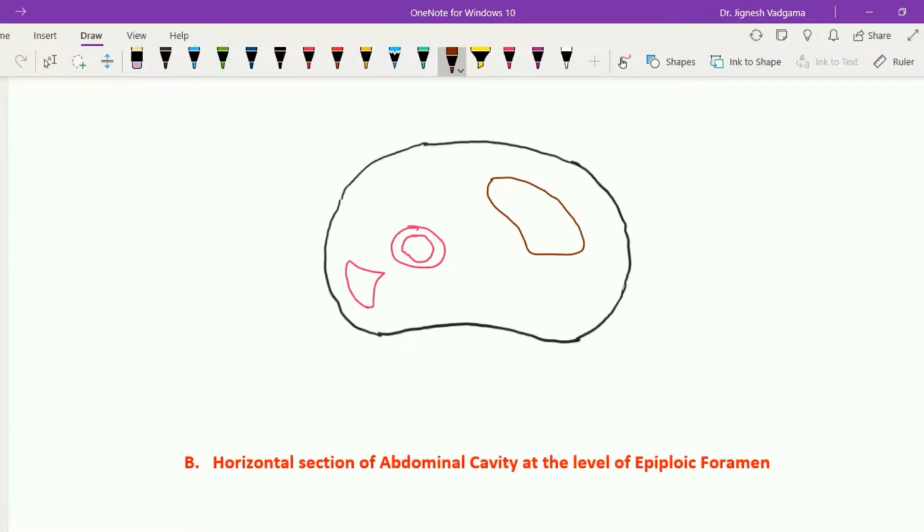We can appreciate the right and left kidney, and the abdominal aorta and the inferior vena cava on the posterior side.